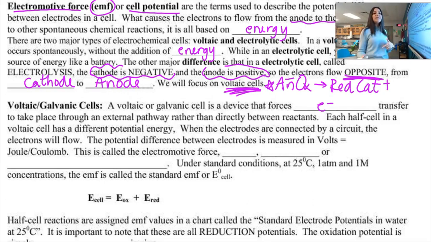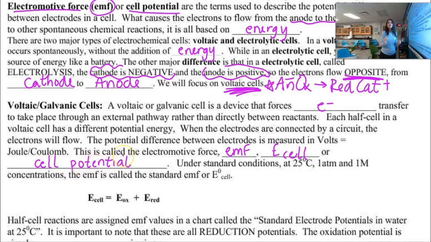And all a volt is, it's a joule per coulomb. And so, because we know that a volt is not exactly a unit, but neither is the joule. So we'll talk about that later on. So this is called the electromotive force, which we can write as EMF, or we can write it as E cell, or we can just simply write it as the cell potential. Under standard conditions at 25 degrees Celsius, 1 atmosphere, and 1 molar concentrations, the EMF is called the standard EMF or the standard E cell.